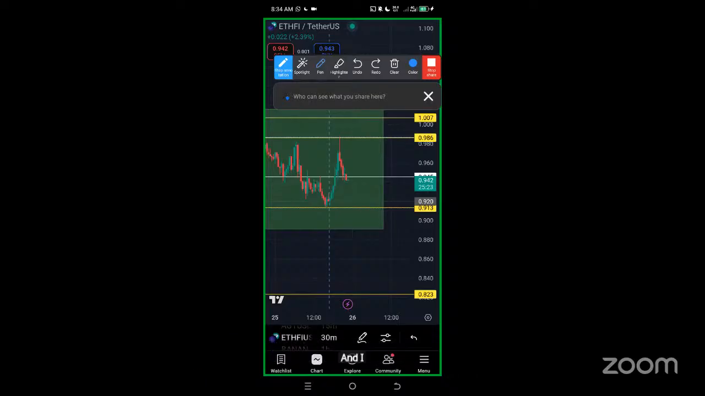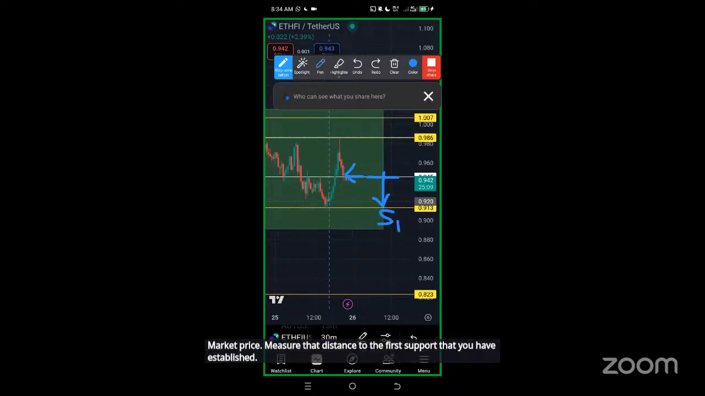And I said there are two instances here. You can either enter at market price, then use this price reaction level, which is just close to the market price, and measure that distance to the first support that you have established. And let's do that.